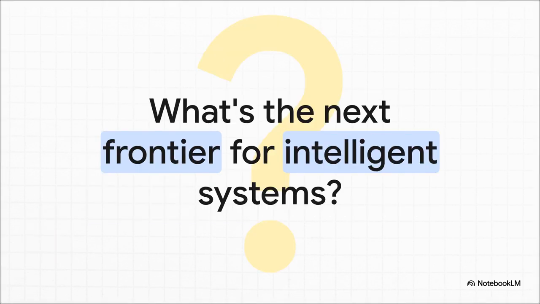And all of this leaves us with one final thought to chew on. We are right on the edge of being able to merge that machine-level precision with human-like explainable logic. So as those two worlds start to collide, what does that make possible? What is the next frontier for intelligent systems?